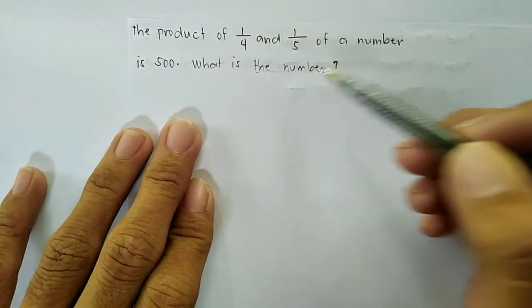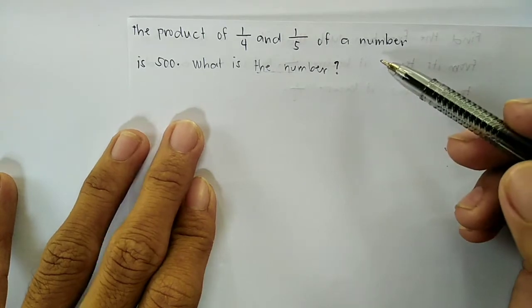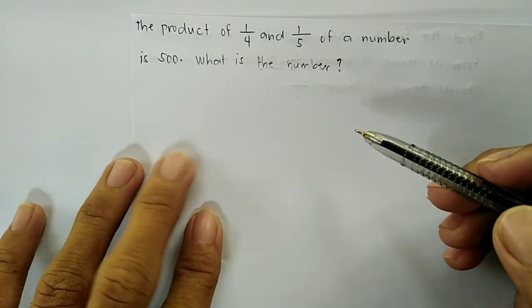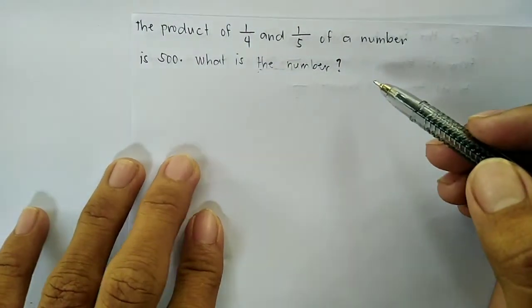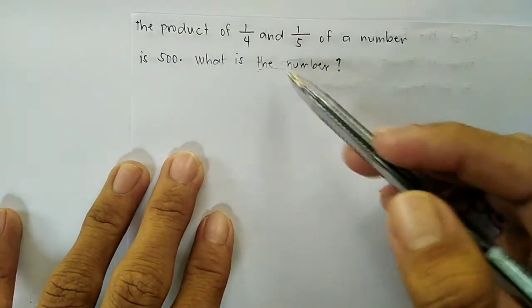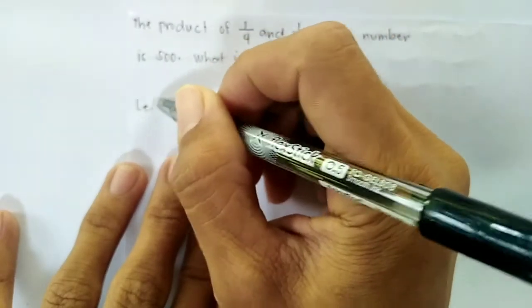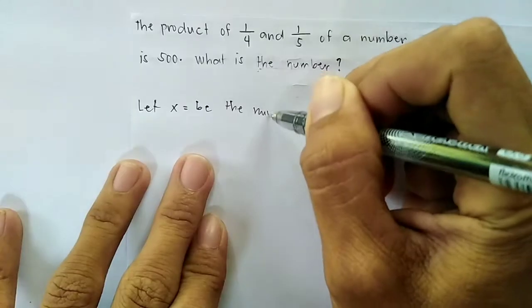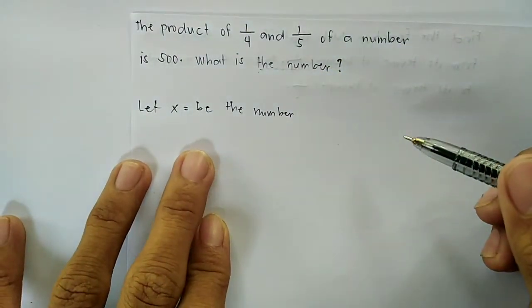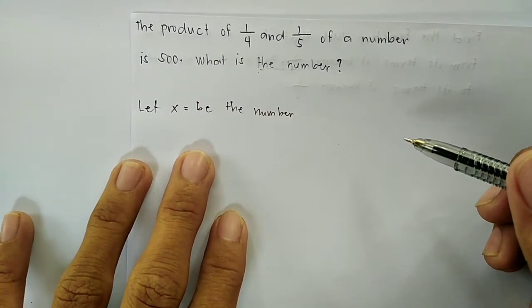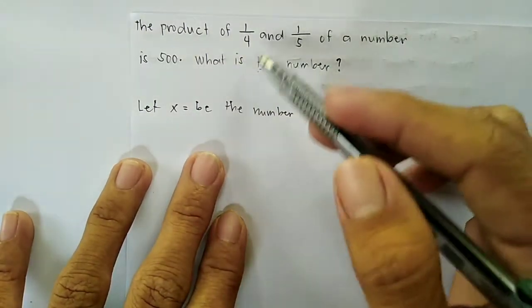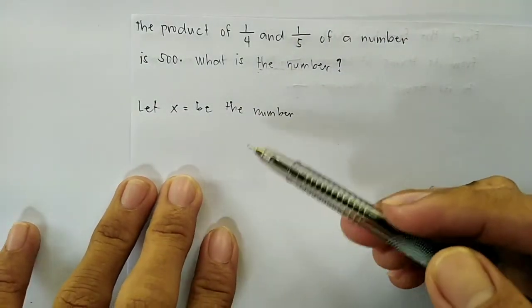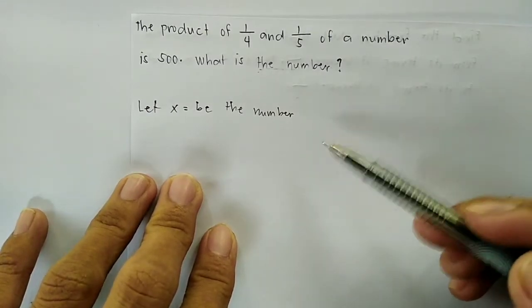As you can see here, the problem is only looking for the number, only one number. Meaning we are just going to use one variable that will represent the number. So let x be the number. This is the very best thing that you can do in solving a problem. First, find what is asked in the problem, and second, assign a variable that will represent the missing value, or what is being asked in the problem.